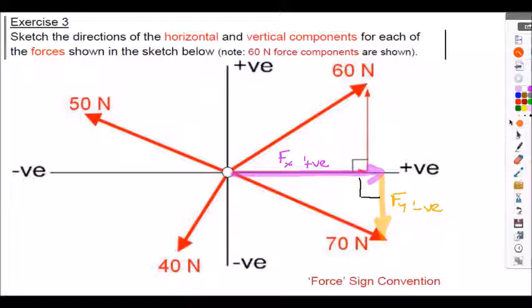So we need to be very careful when we're resolving a given resultant force into its horizontal Fx and its vertical Fy components that we get the sense of the component correct, whether it's positive or negative. One incorrect sense and the whole question is effectively wrong. So again, this is our force sign convention we must adhere to throughout all the problems we're going to consider in this presentation.